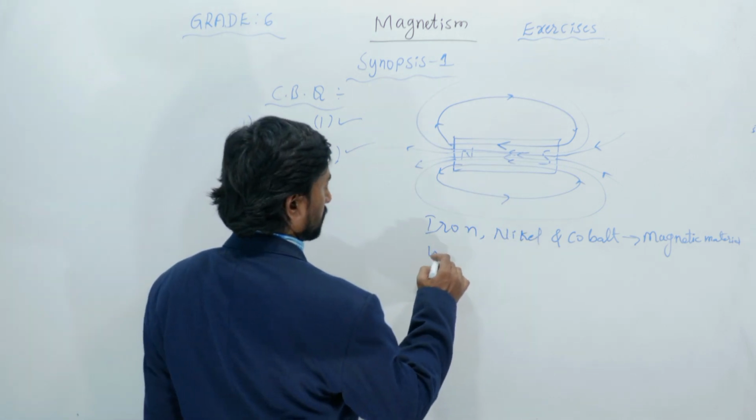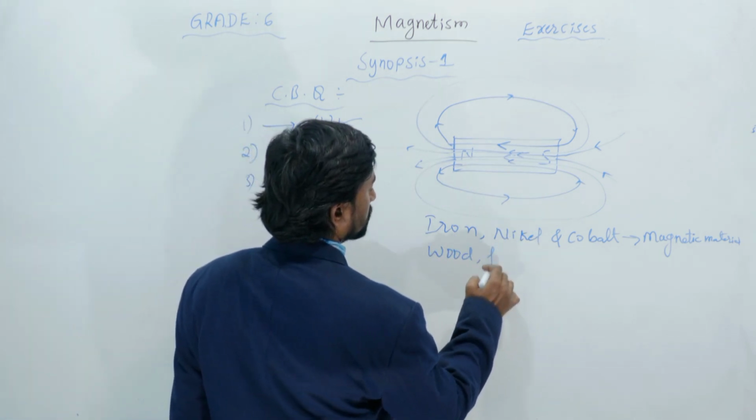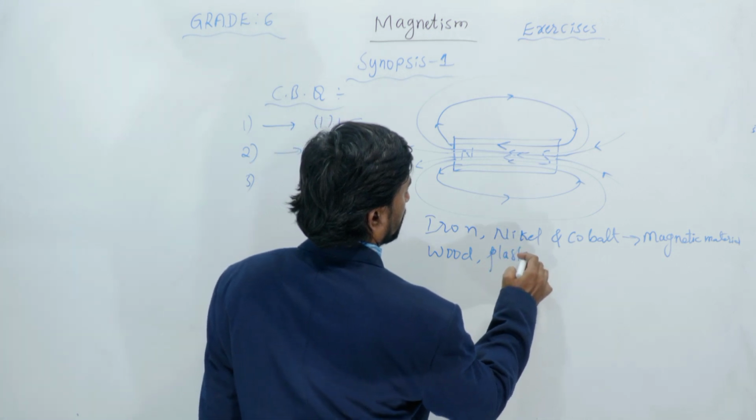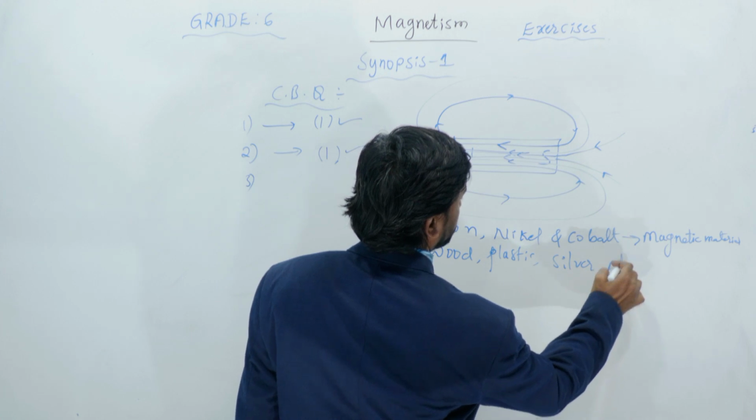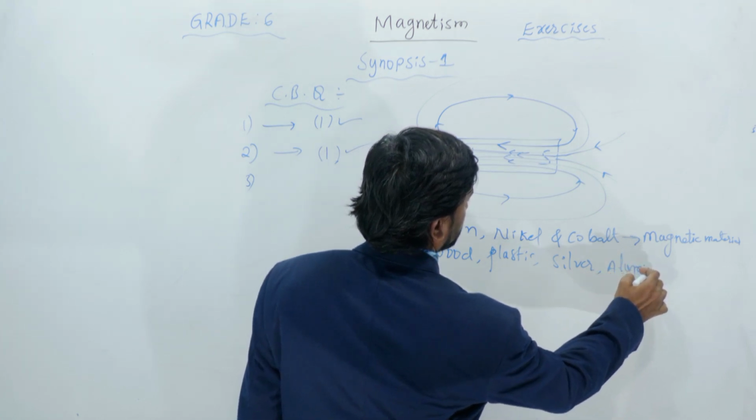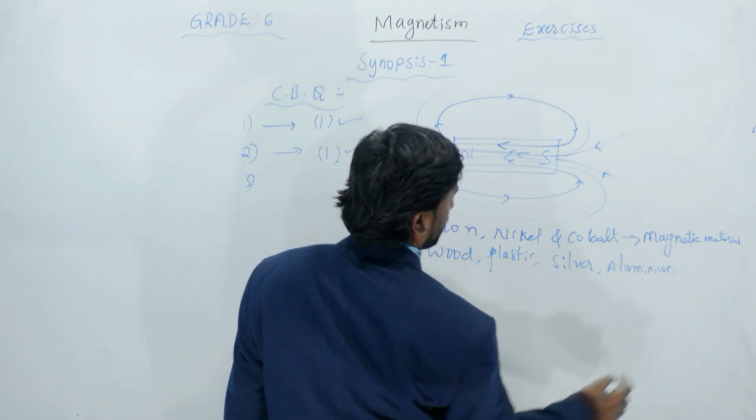Non-magnetic materials, we can say, are wood, plastic, silver, aluminum, and gold.